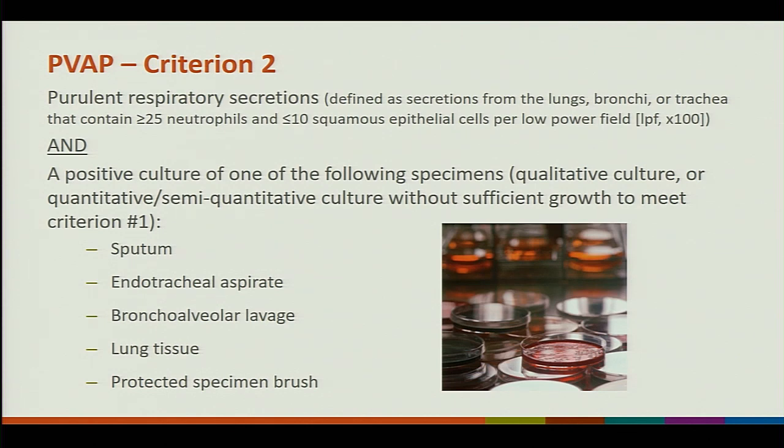For PVAP criterion 2, purulent respiratory secretions are an element of this criterion. And we define this as a specimen that has at least 25 neutrophils and 10 or less epithelial cells per low power field, and a positive culture of sputum or endotracheal aspirate, bronchoalveolar lavage, lung tissue, or protected brush specimen that does not meet the quantitative thresholds from criterion 1.